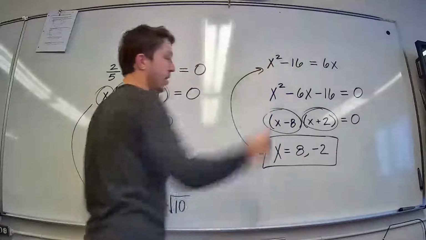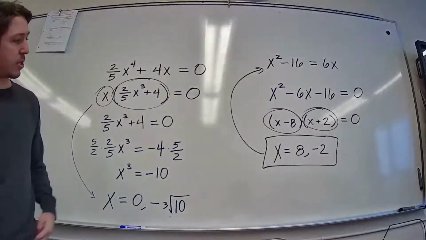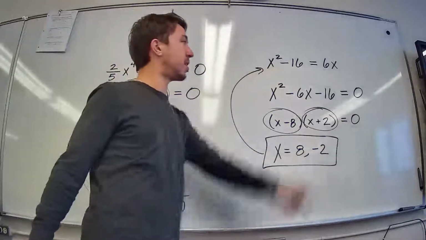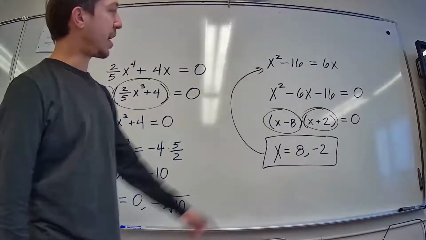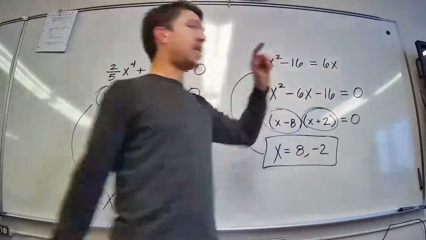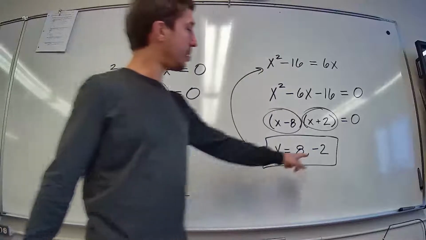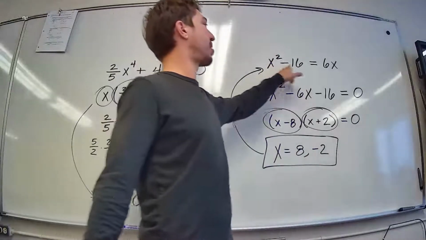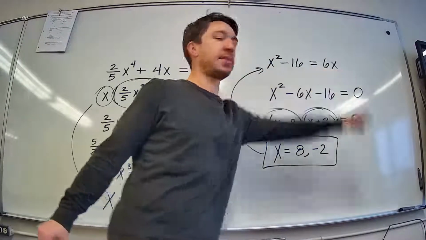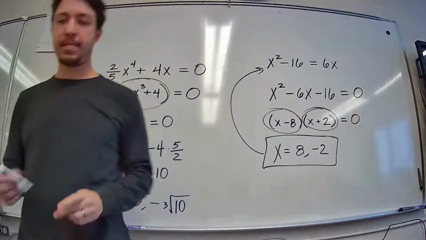Certainly wouldn't hurt to plug them back in to check our answer, just to make sure. 8 squared minus 16. Is that the same as 8 times 6? Yeah, they're both 48. Plug in -2. -2 squared minus 16 is the same as 6 times -2. They're both -12.